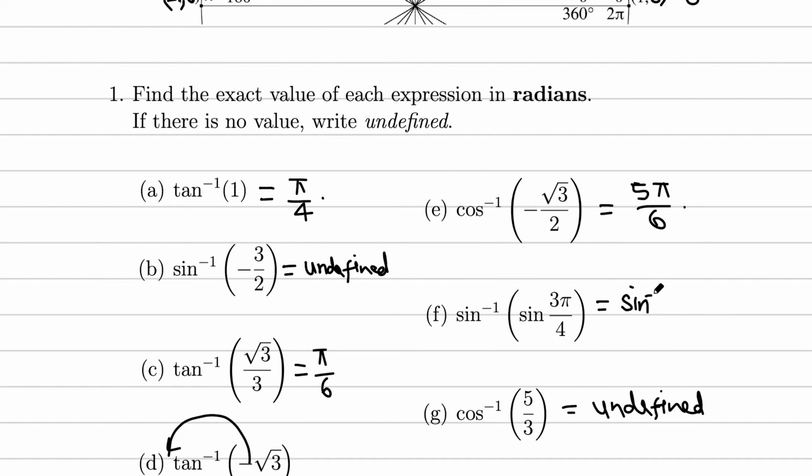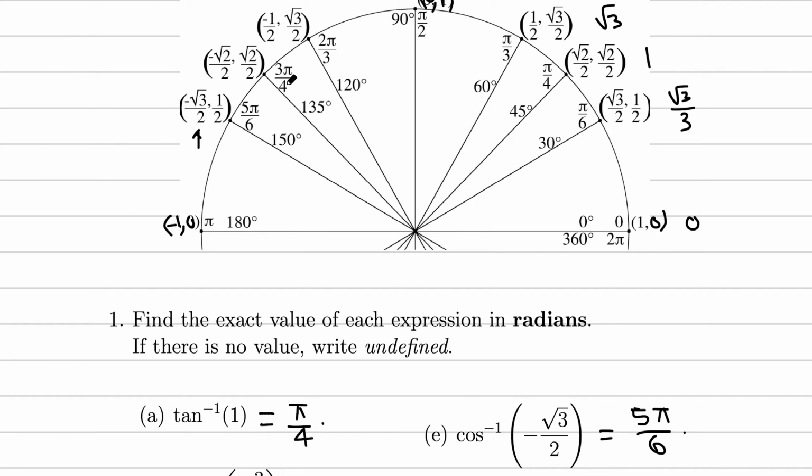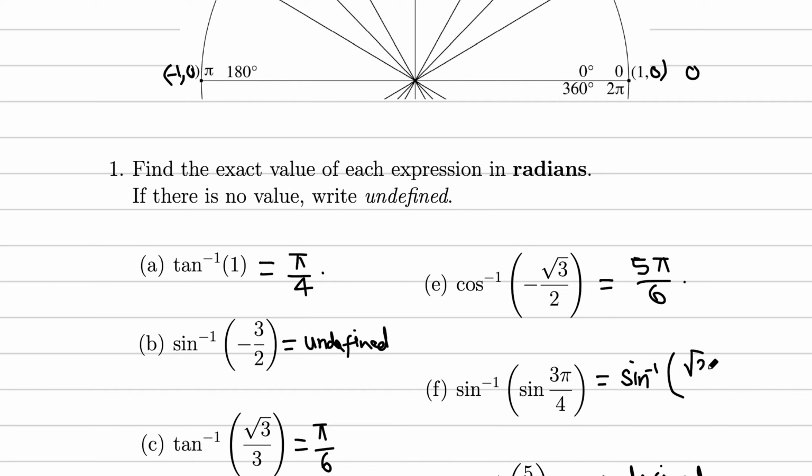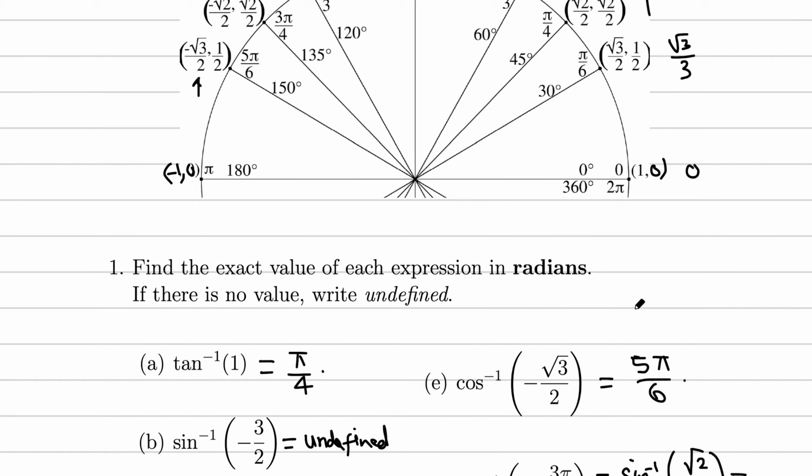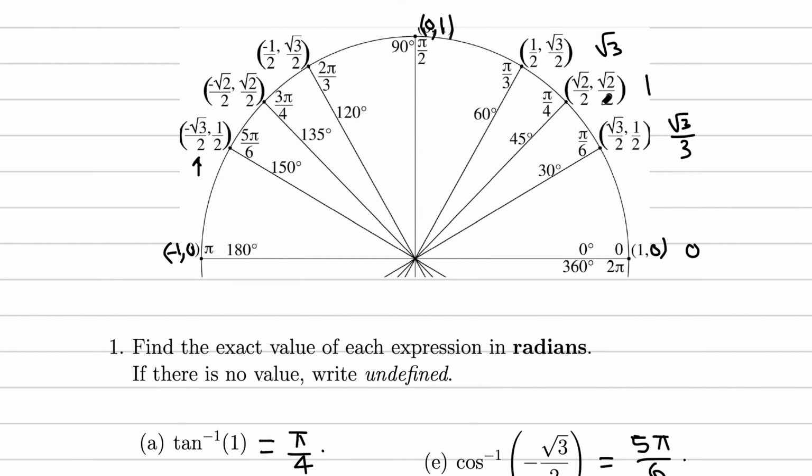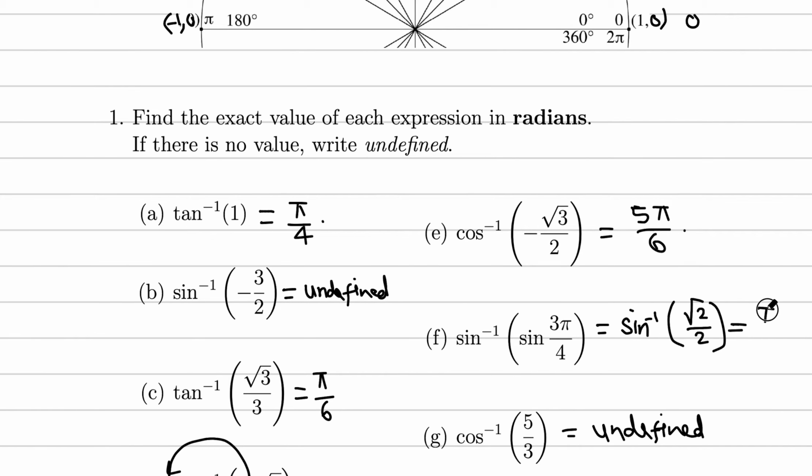Sine inverse of sine 3 pi over 4. The value of sine 3 pi over 4 is, sine means y coordinate, root 2 over 2. Now for sine inverse, the answer is always in the first quadrant or the negative of the first quadrant. There is no negative sign. So sine inverse of root 2 over 2, find the angle in the first quadrant whose sine is root 2 over 2. Sine means y coordinate, that's at pi over 4. So this gives us pi over 4.